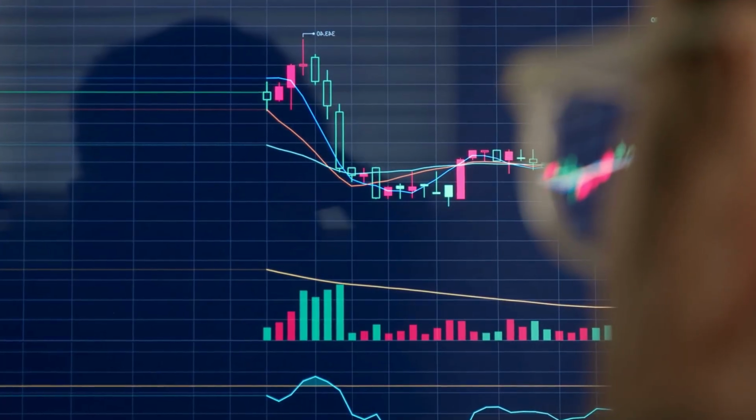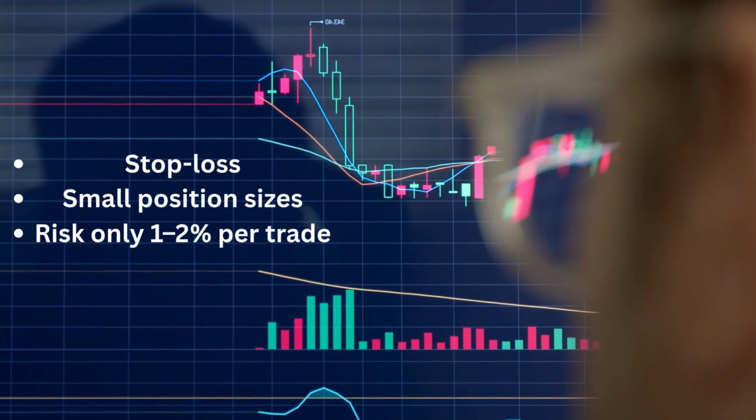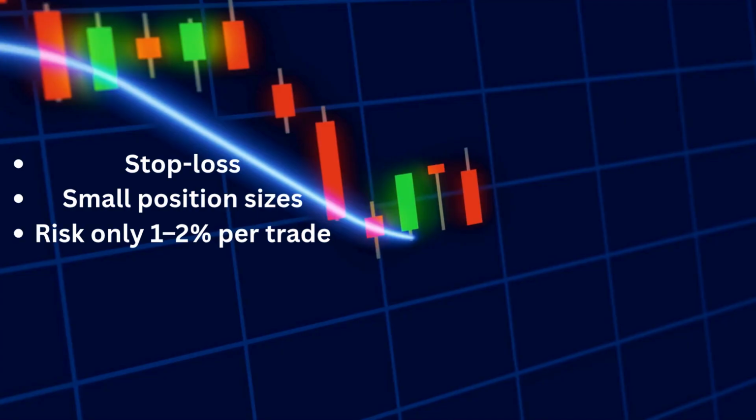Here's how to avoid losing money. Always use a stop loss, small position sizes, and risk only 1-2% per trade.